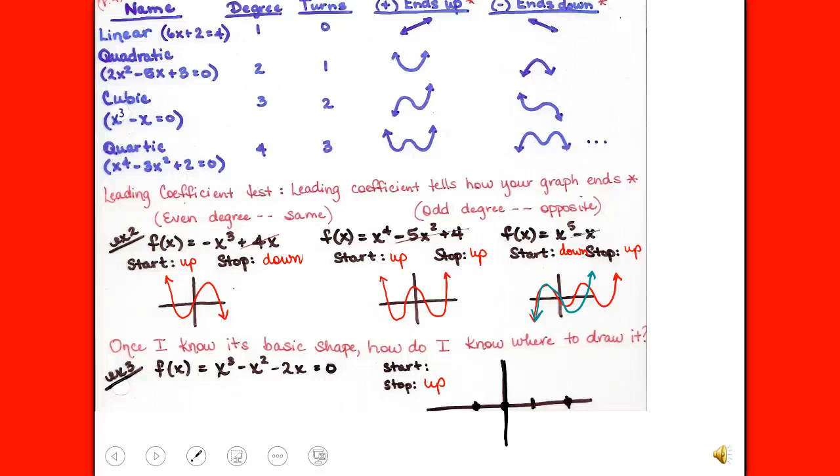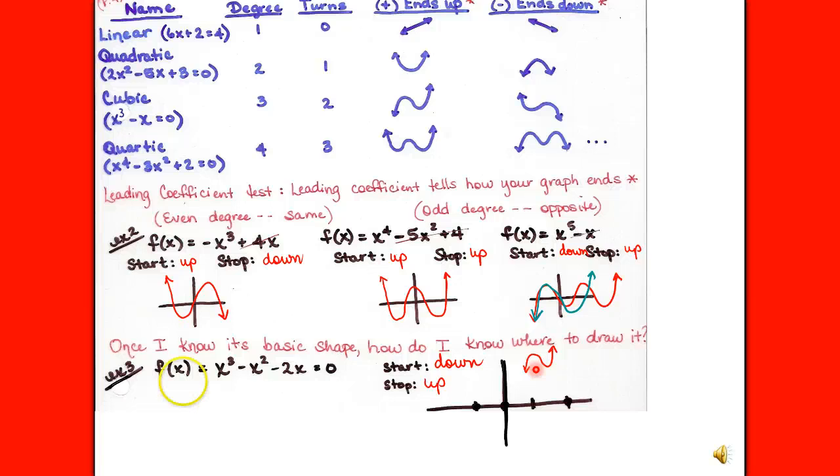So let's think about its basic shape. Because the leading coefficient is positive, which way is it going to end? Up. And because it's odd, which way is it going to start? Opposite, right? So down. So I know its basic shape, and it should have, if it follows the rules anyway, how many turns? 2. So this would be its basic shape. I don't know exactly where that thing goes on the graph, but that's what it's probably going to look like.